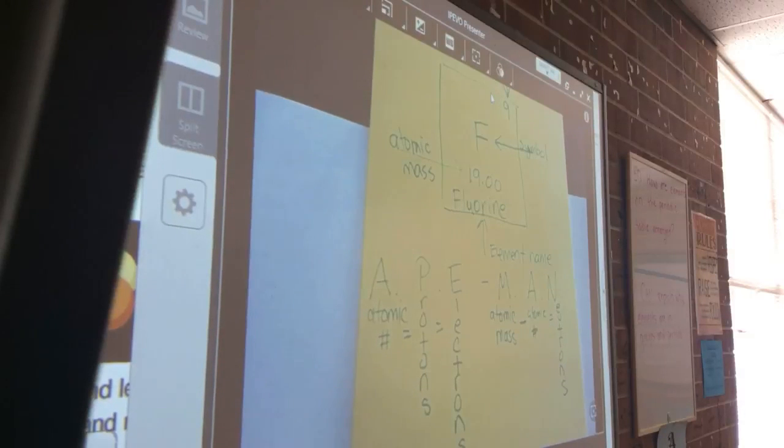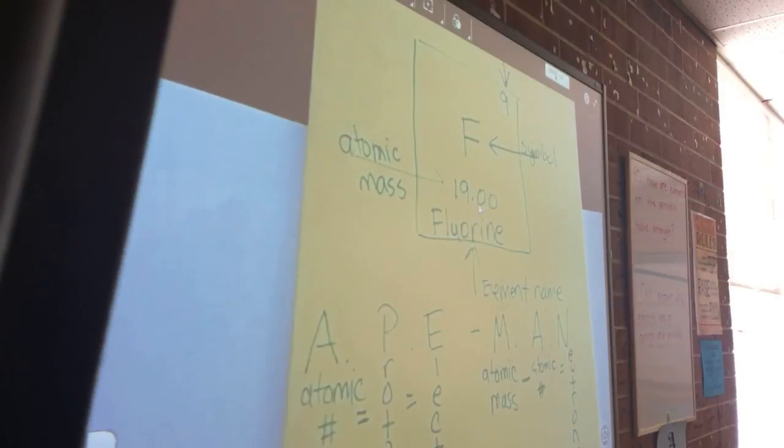So fluorine, what is our atomic mass? Look at what's labeled. 19. What is our atomic number? 9. How many neutrons do we have? You subtract that, don't you? It's 10. 19 minus 9 equals 10. So atomic mass, right here, 19, minus atomic number, right here, 9, equals how many neutrons we have, which is 10.